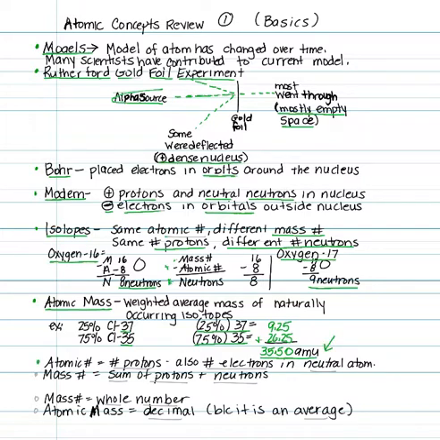Atomic number is defined as the number of protons. It's also the number of electrons if we're talking about a neutral atom. Mass number is the sum of protons plus neutrons. Mass number is a whole number. Atomic mass, because it is an average, has a decimal.